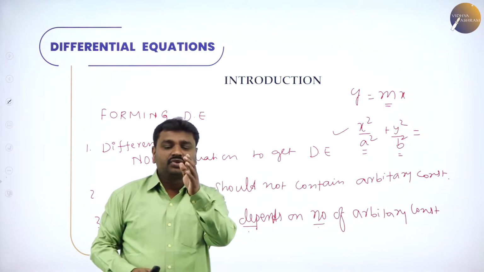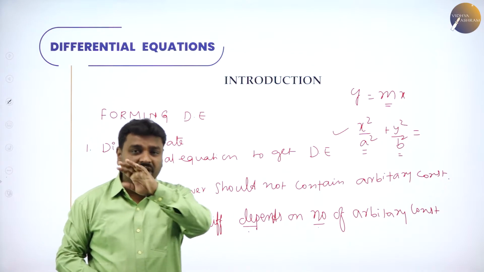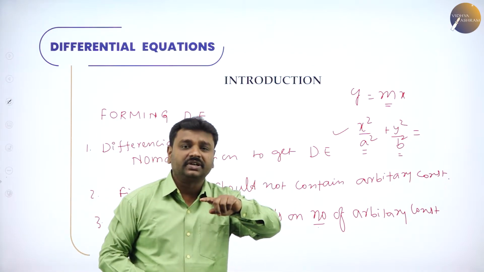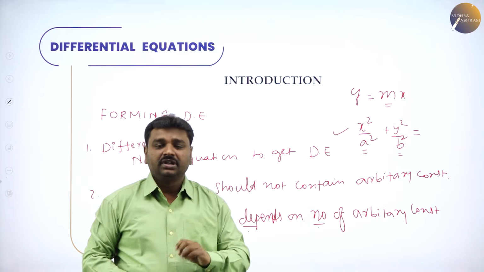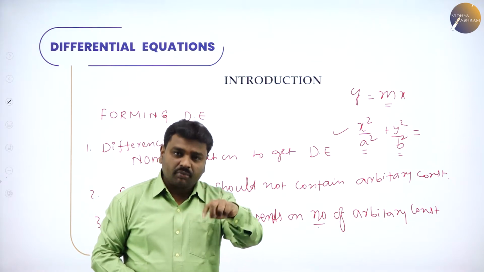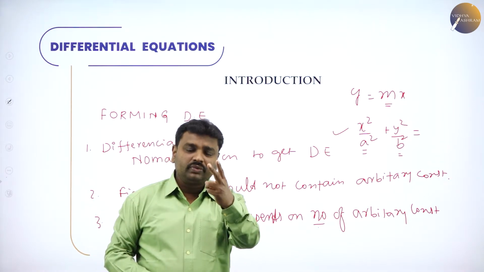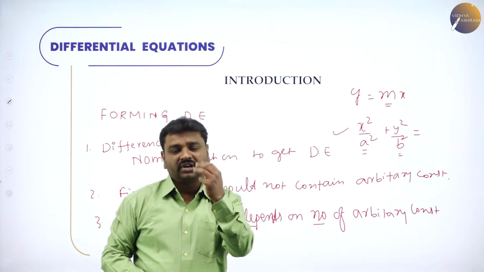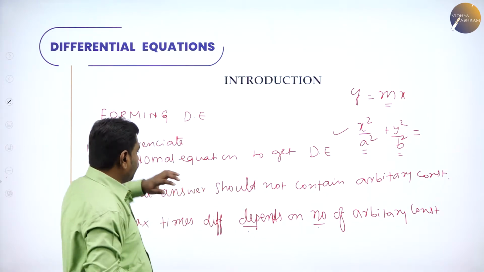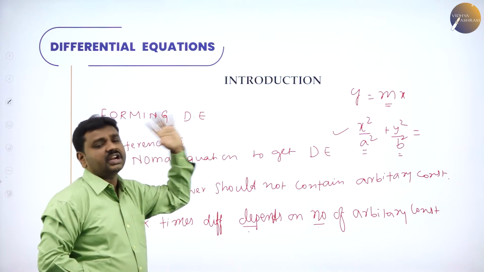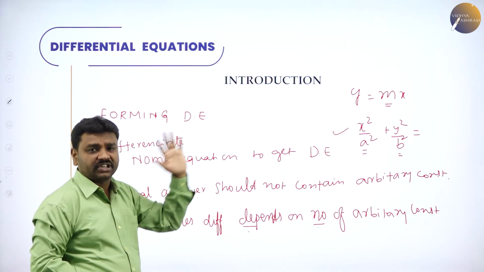So the number of times you can differentiate depends on the number of arbitrary constants present in the equation. If you have one arbitrary constant, you can differentiate only once. If you have two, you can differentiate twice. If you have three, you can differentiate thrice, like that. And to form a differential equation, you should differentiate the normal equation, the given equation.